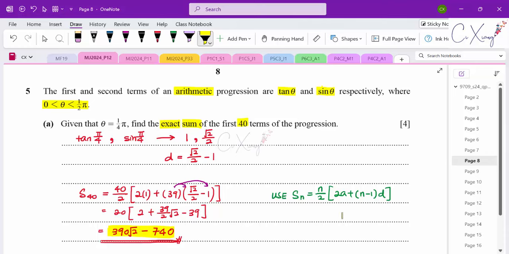Okay, so this is the way that we solve question number 5, part A. So let's continue to 5, part B.